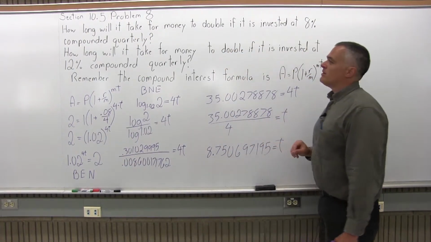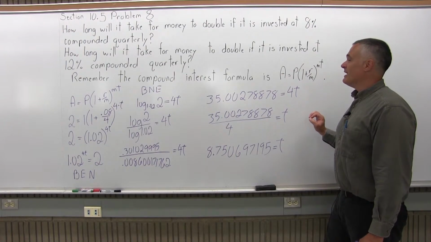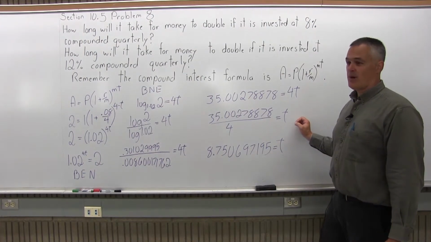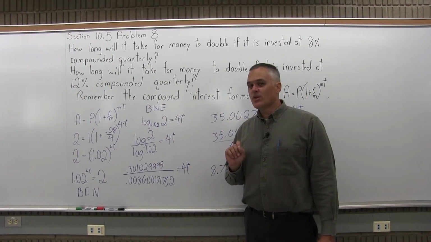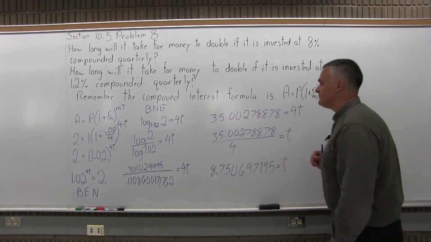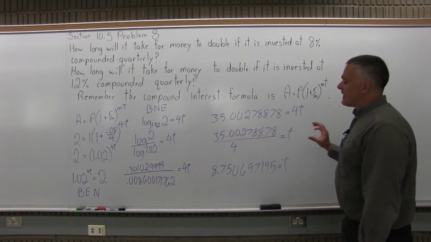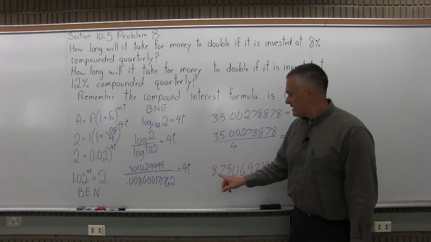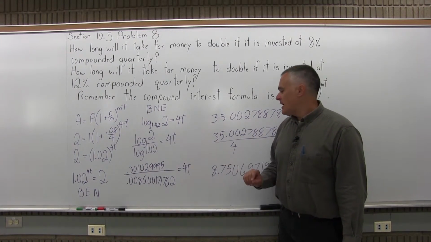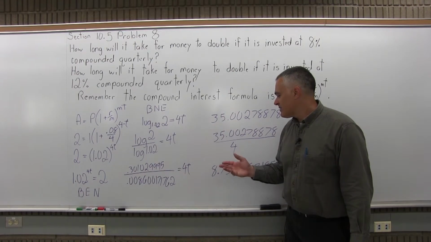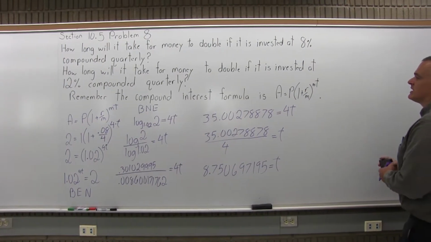Now the second part of the problem says, how long will it take to double your money if it is invested at 12% compounded quarterly? So with a higher interest rate, of course it's got to double a little quicker, right? That makes sense. At 100%, it doubles in 1 year, so that's really quick. So if at 8% compounded quarterly, it doubles in 8 3/4 years, at 12% compounded quarterly, I'm going to guess it's got to be maybe 6, 6.5, something like that off the top of my head. Let's see how close my guess comes out to.